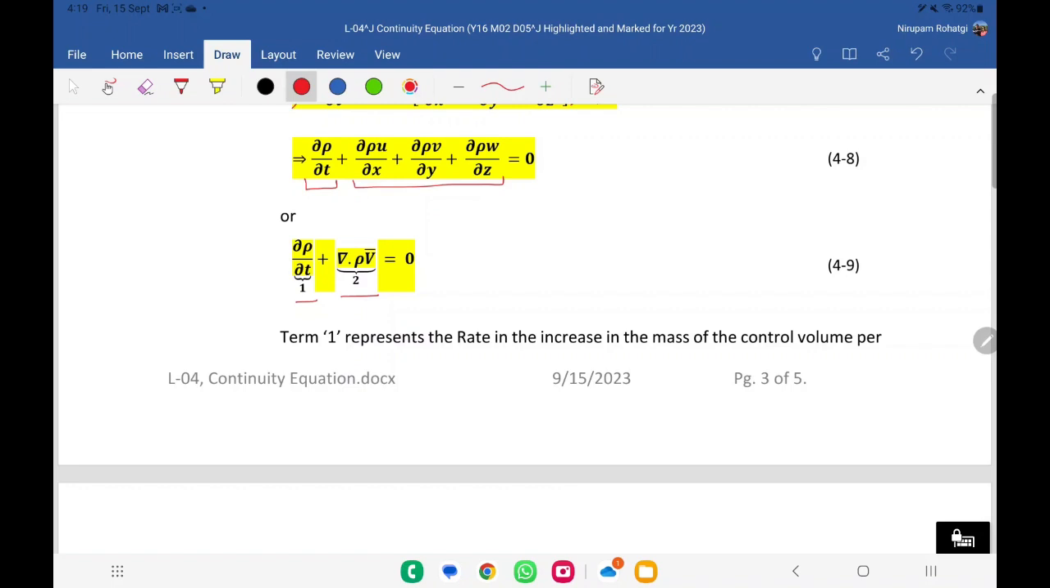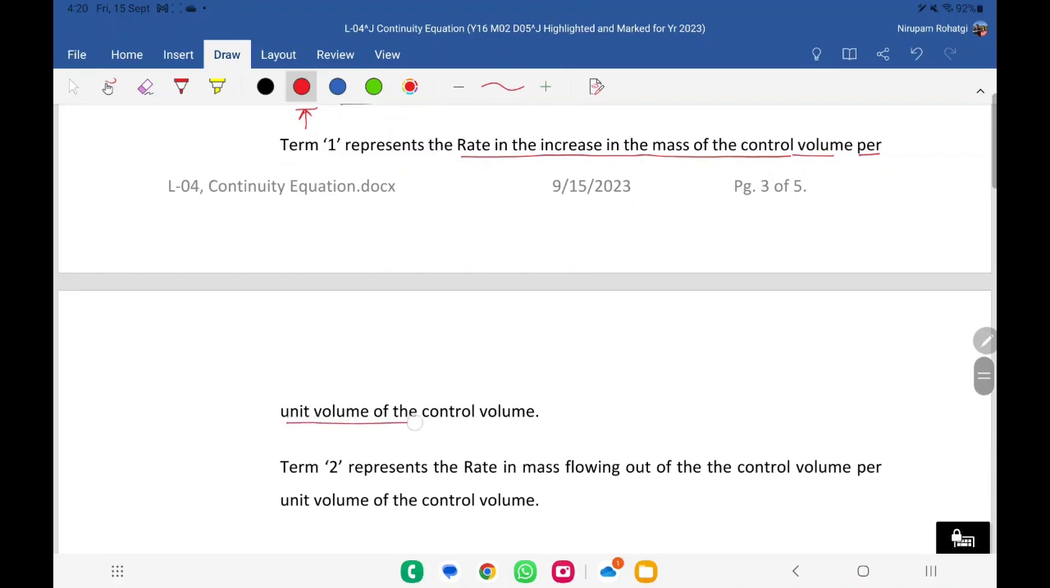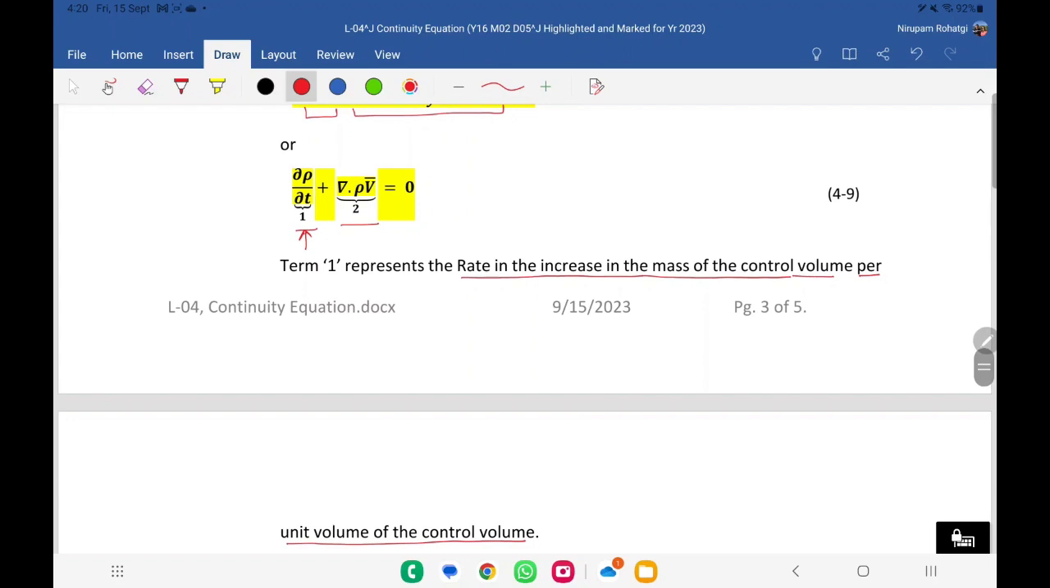The first term, what is it representing? This represents the rate of increase in the mass of the control volume. At what rate is the mass of the control volume increasing, per unit volume of the control volume? Mass increase per unit time per unit volume will come out to be density per unit time.